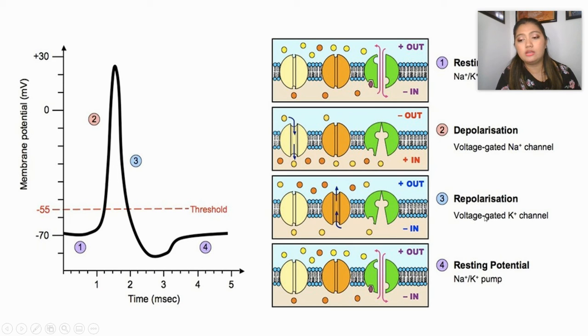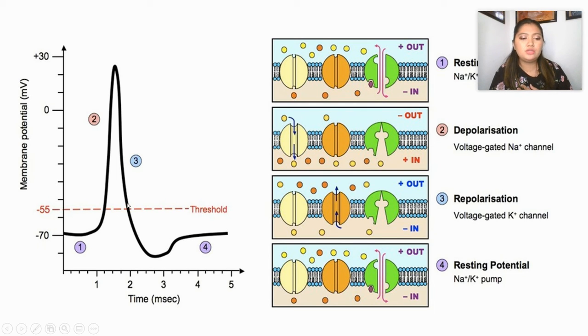Notice the voltage gated potassium channel is now open, and again, this still works with the concept of diffusion, right? High concentration to low concentration. And since the opening of the sodium gated channel caused the influx of sodium ions inward, we now have a high concentration inside the cell. So in order to reach equilibrium again, the potassium gated channel will open and let those positive ions out. And then here's the repolarization, right?